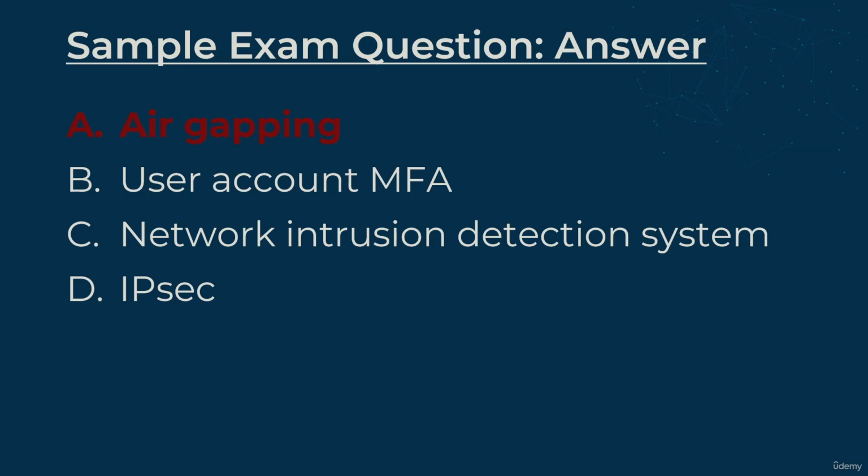IPsec or IP security is wonderful for encrypting network traffic on a local area network. It could also be used across networks. It can also be used for VPN tunneling. It can be used to authenticate network messages, but that doesn't really solve the problem here like air gapping the network would.